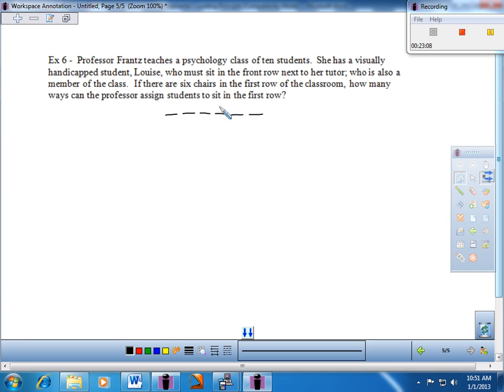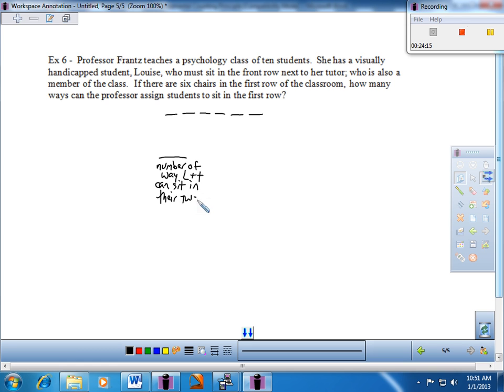So I think the key to this is that Louise and her tutor, out of those 10 students, must sit in the first row. So I would argue, looking at this, our first task at hand is to figure out how many ways Louise and her tutor can sit in their 2 seats. So I think it's not a bad idea to write this down. So number of ways Louise and the tutor, excuse my shorthand there, can sit in their 2 seats.